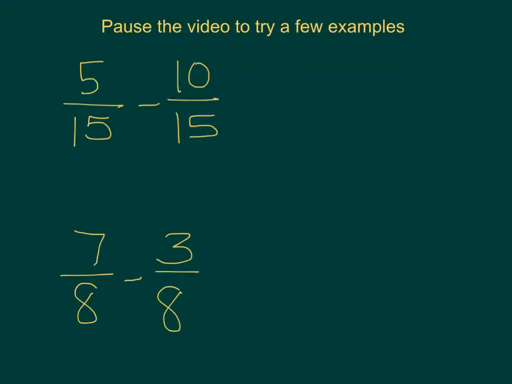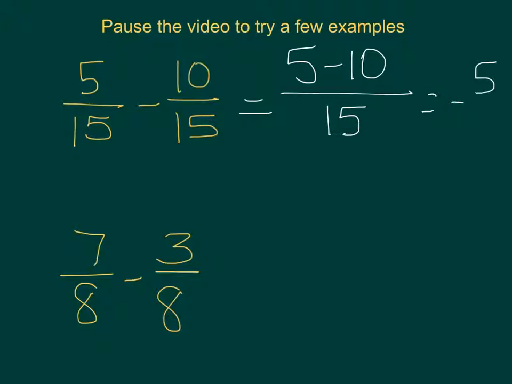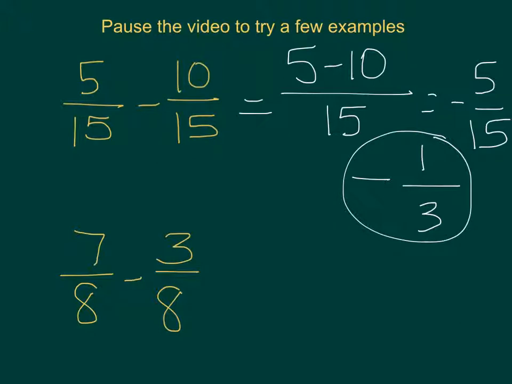Pause the video to try a few examples. 5/15 minus 10/15. So you have 5 minus 10 over 15. 5 minus 10 is a negative 5 over 15. When you simplify, 5 can go into 15 3 times, 5 can go into 5 1 time, so you have negative 1/3. For the next example, 7 minus 3 is 4 over 8. You simplify this to 1/2.